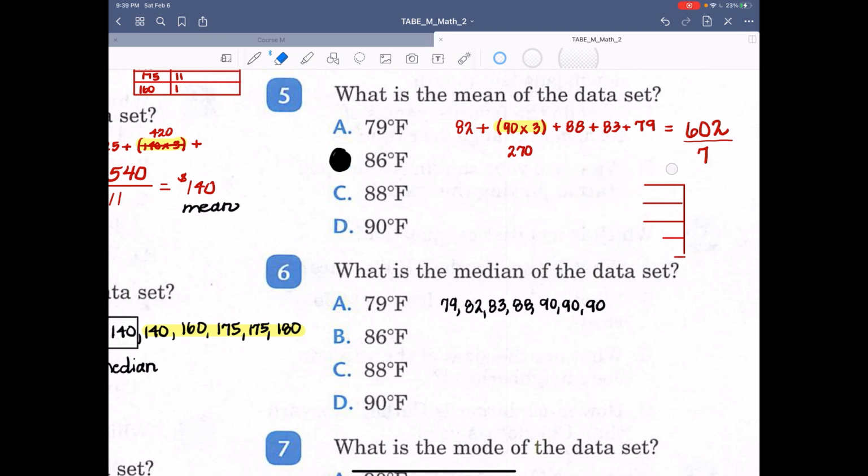Okay, median is the one in the middle. So you start counting in from both ends. Just if you want to make tick marks, that's fine. There's the one in the middle, the 88. So that is my median temperature. Again, some higher, some lower, but that's the middle one. So for number 6, we've got 88.